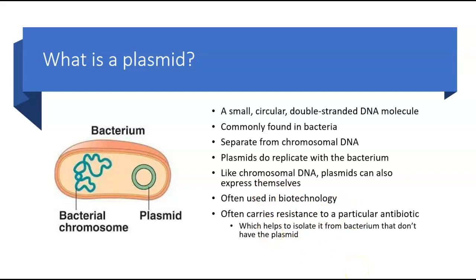Usually this plasmid is going to be engineered with a particular type of antibiotic resistance. So for example, ampicillin resistance can be used in this plasmid. And this is important because it will separate the bacteria that have this plasmid from the ones that don't have it.